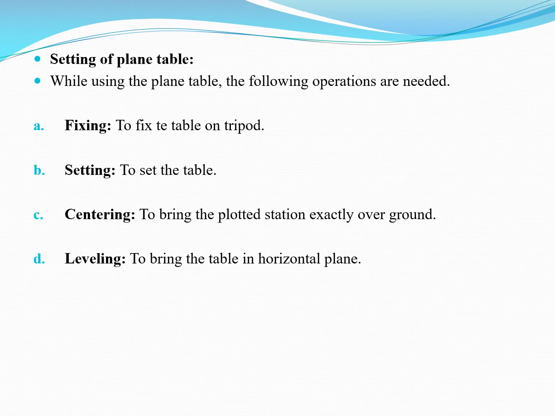Okay, next is leveling. In leveling, the plane table is brought into a horizontal plane by means of a spirit level. Set the table at a suitable height. The spirit level is placed at different corners of the plane table and the bubble is brought to the center of its run by adjusting the legs of the tripod.